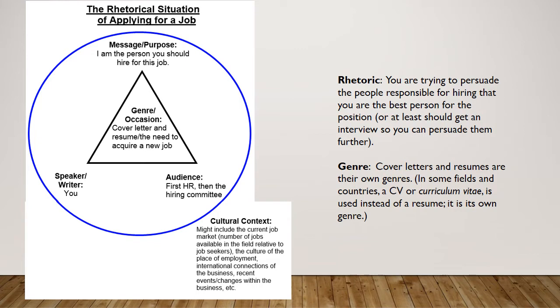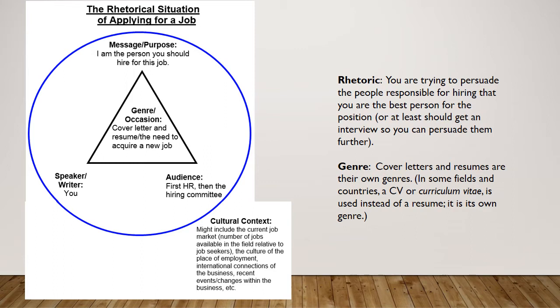The genre is going to be cover letters and resumes. And you should know that in some fields and in some countries such as England, they use a thing called a CV or a curriculum vitae in place of a resume, and that has some of its own rules itself.